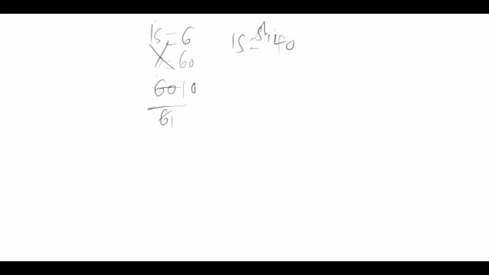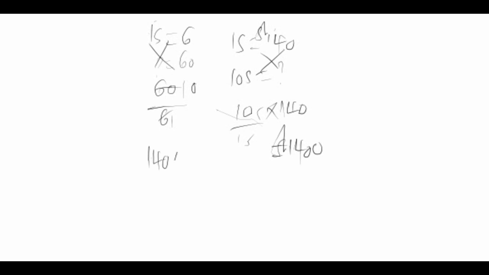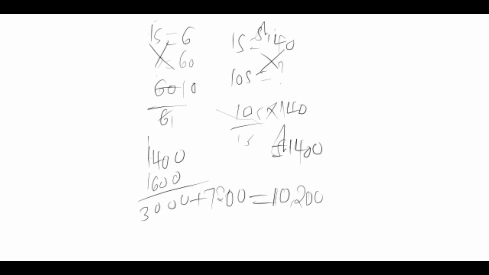What about 10 sets, what will that give us? So we have 10 over 1 multiplied by 140. This is 1,400 shillings. So from here we are going to add to know the selling price of all the items. So we have 1,400 plus 1,600, that is 3,000, then 3,000 plus 7,200. This will give us 10,200 shillings.